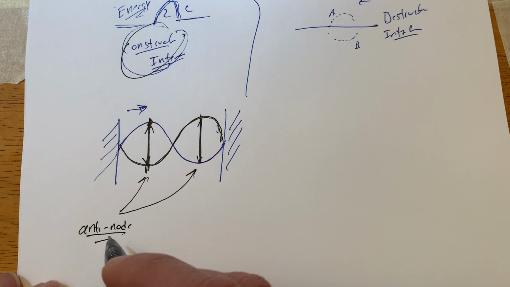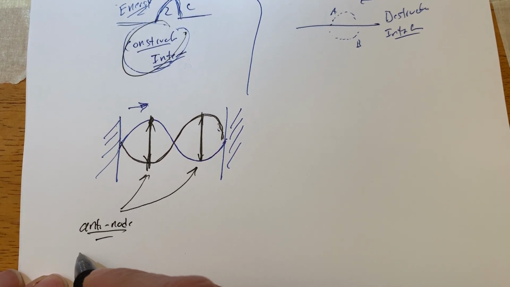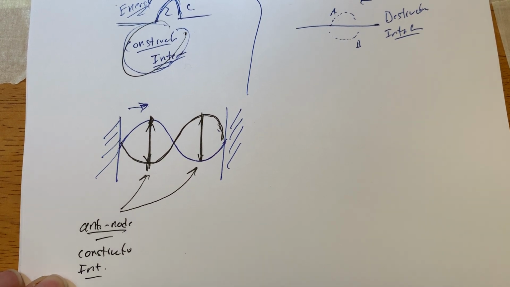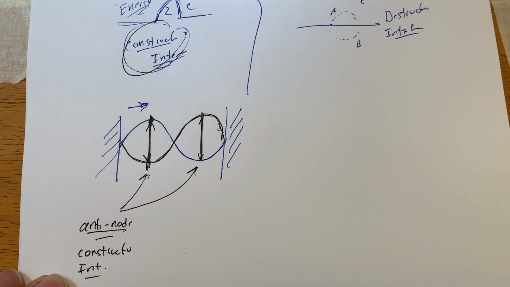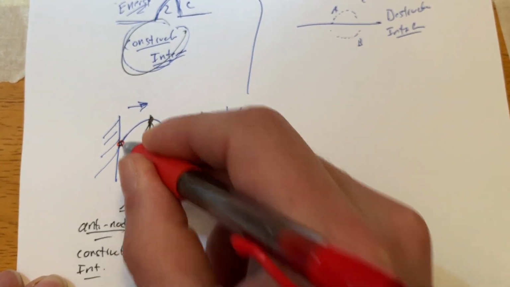Why is it an antinode? Because we get constructive interference. Constructive interference will happen at an antinode. All right, well, how many antinodes do I have here? In this particular case, I have 2. So what about here, here, and here?